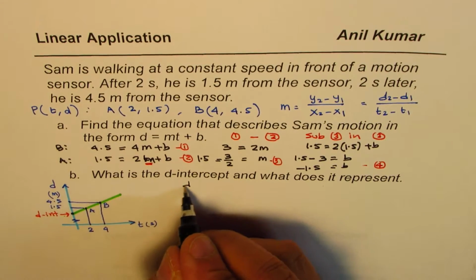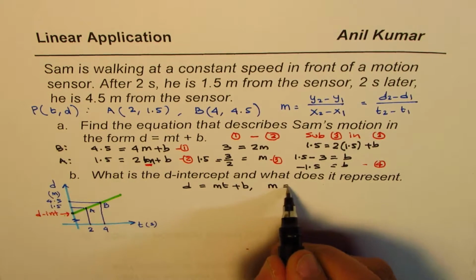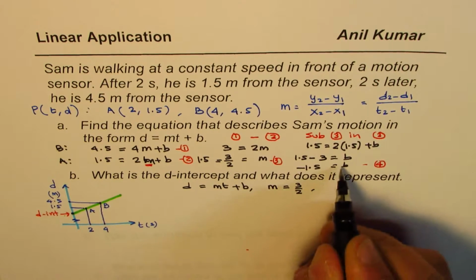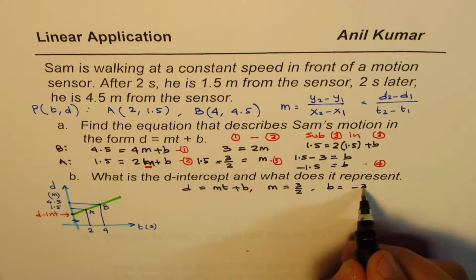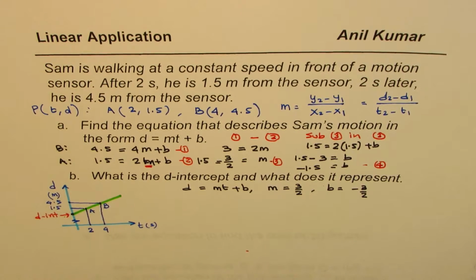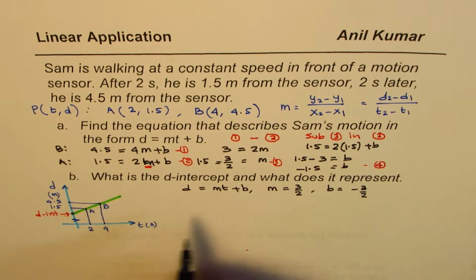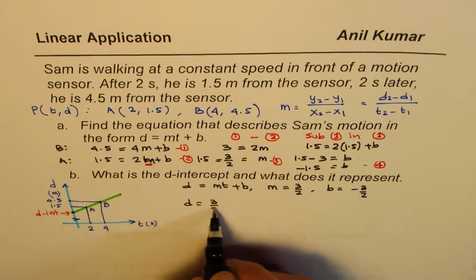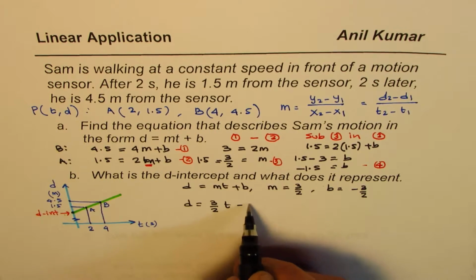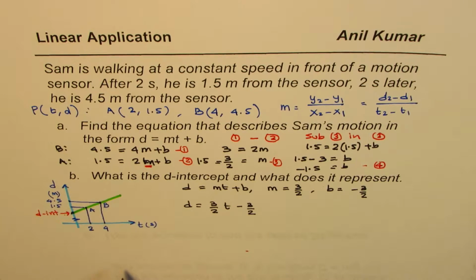So the equation is d equals mt plus b. What we really found was slope m equals 3 over 2. Let me write 3 over 2 in fractions. And b is minus 1.5, which is also minus 3 over 2. Let's write it in fractions, it is always better. So substituting these values, we get d equals 3 over 2 t minus 3 over 2. That is what we get. So this value here, which is our y-intercept, is actually minus 3 over 2.